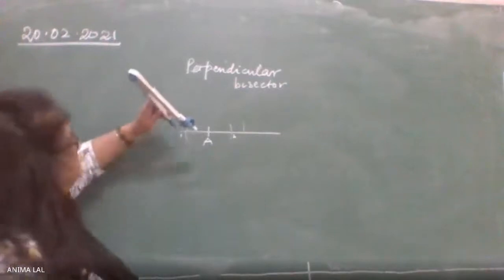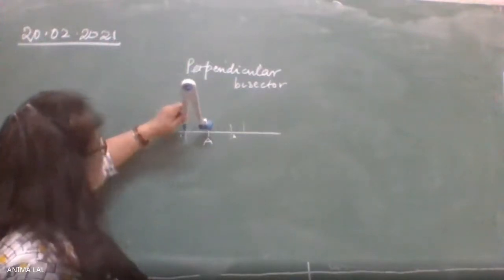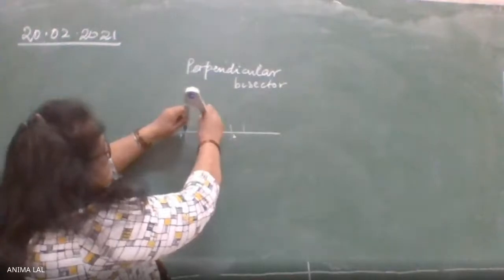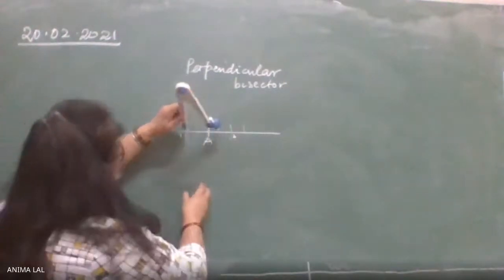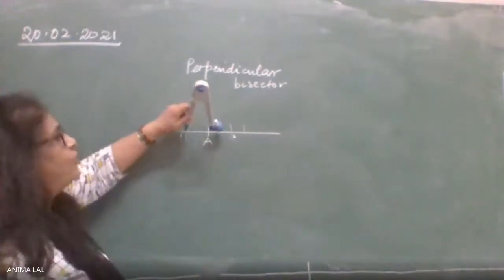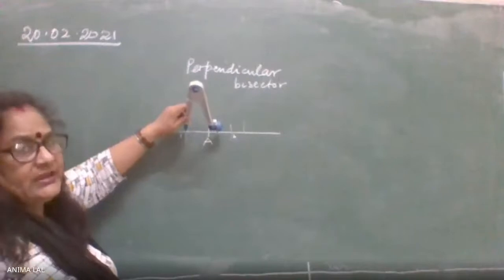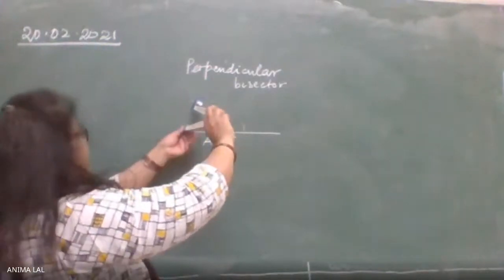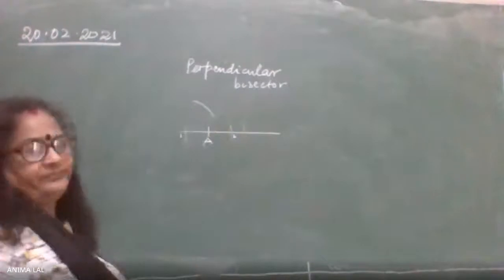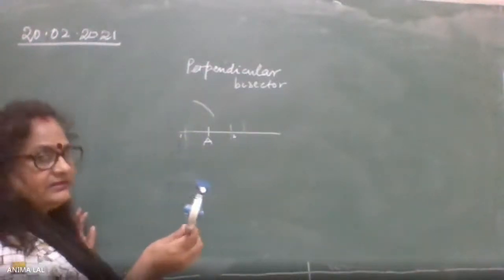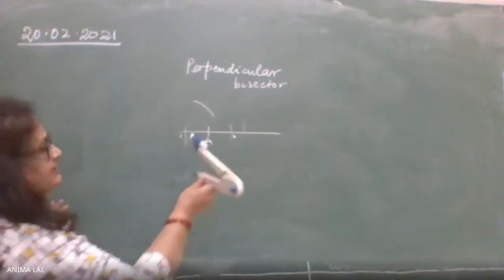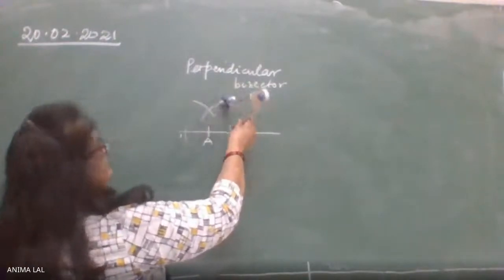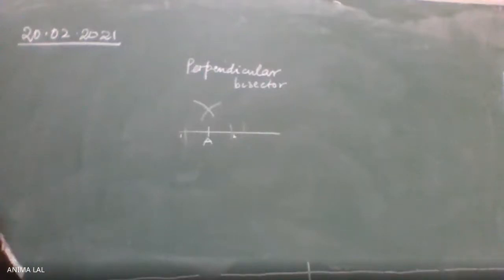Now I will take my compass point at 1. If I take my compass point at 1, the pencil point will be touching A. I will just increase it a bit, okay, so that my pencil point is more than A. It should not touch A. It should be more than A. Then from 1, I will draw an arc above A. Then without changing the radius, the radius should not change, I put the compass point at 2 and cross the arc that you have made.